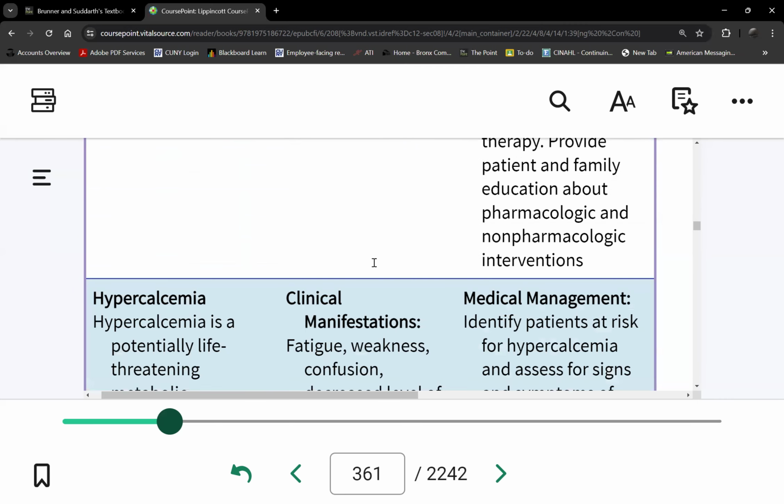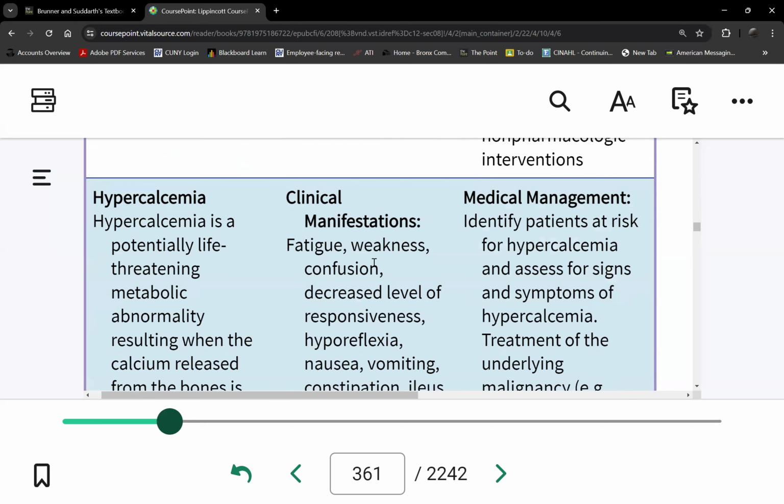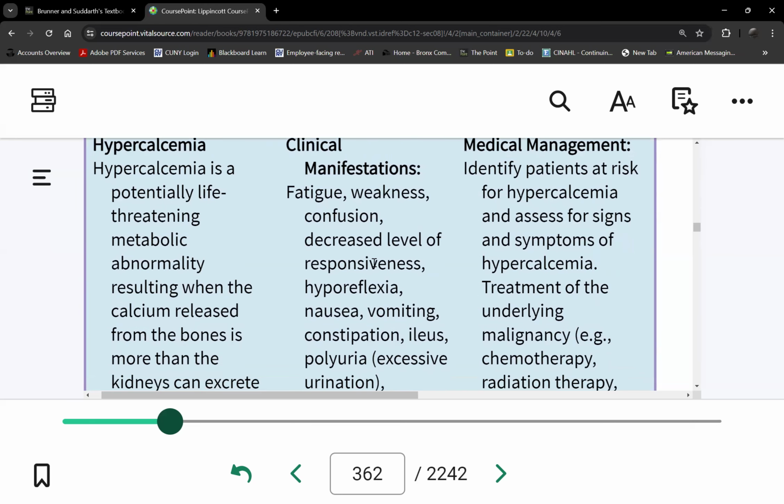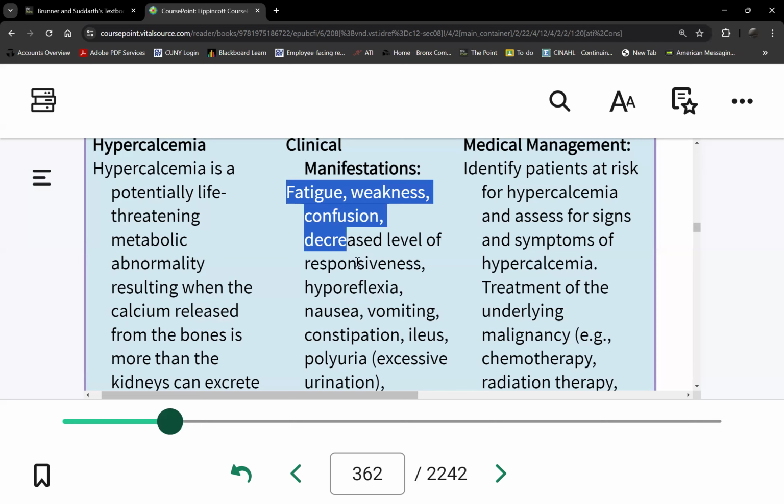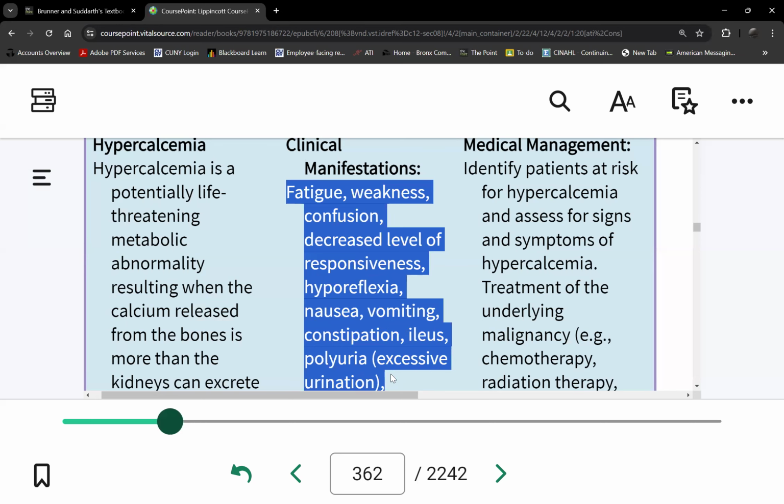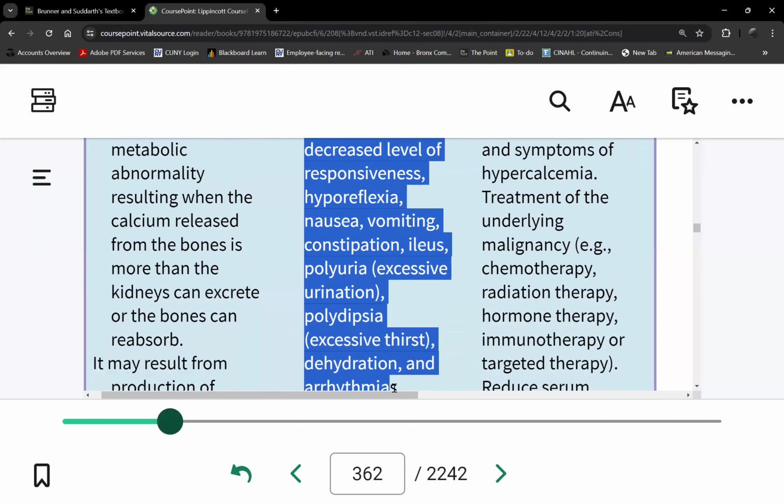Third is hypercalcemia. Now, where did this calcium come from? This is a metastatic tumor to the bone. So once the cancer spreads to the bone, it will break down calcium from the bone. So it will increase serum calcium levels, leading to the following manifestations. So if you recall hypercalcemia under hyperparathyroidism, exactly the same manifestations.